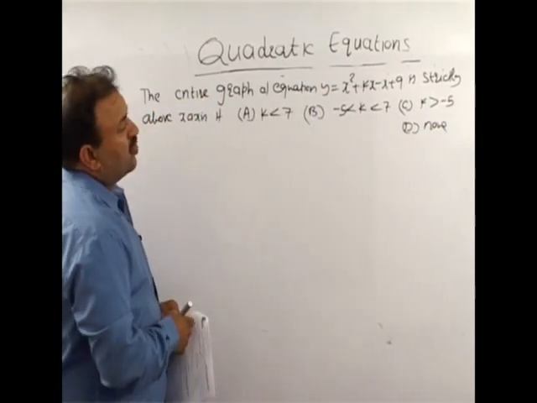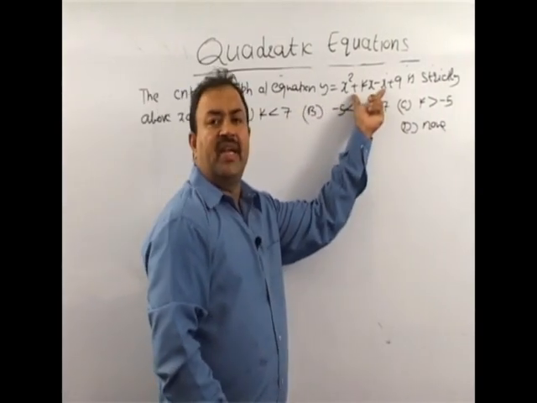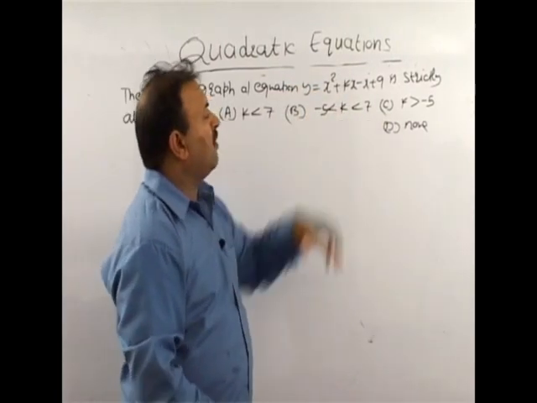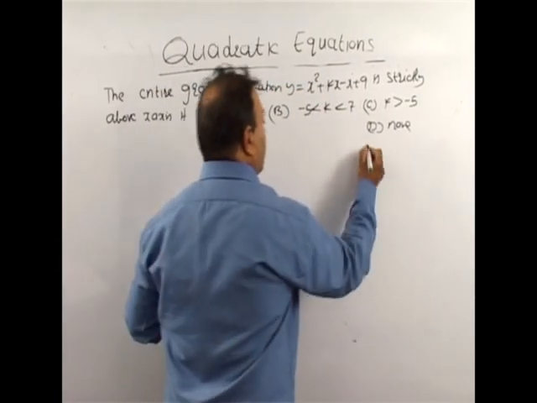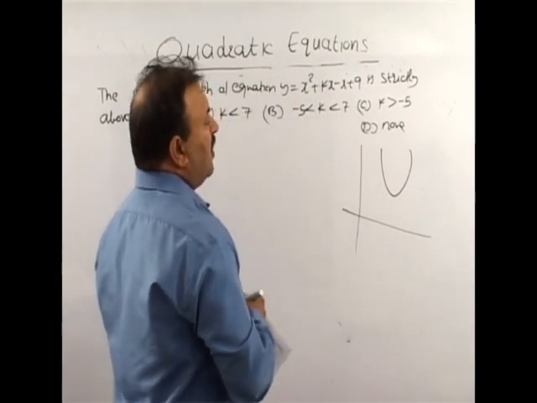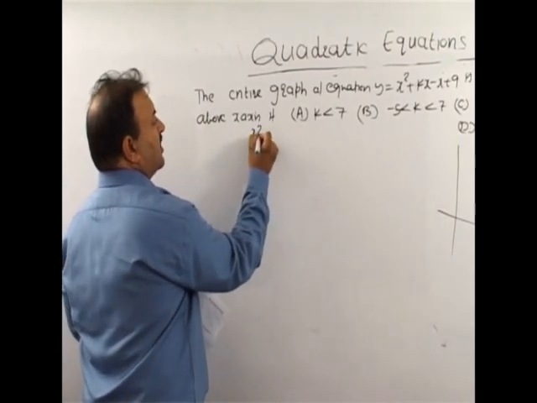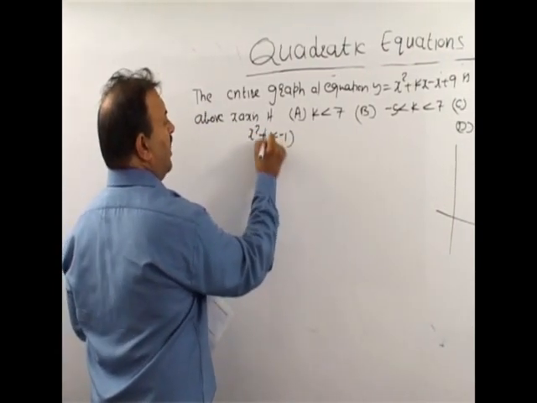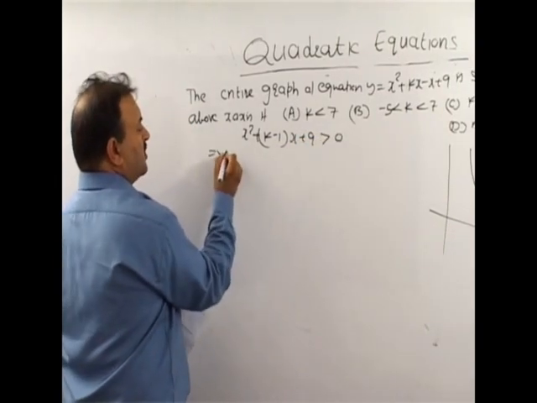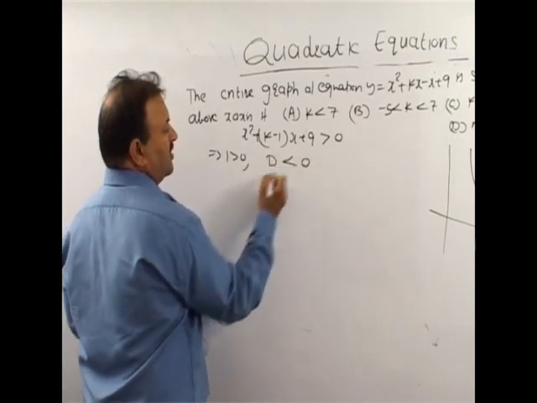Like in the previous question, here we have been given a curve. This is a quadratic function in x, and this graph is strictly above the x-axis. We can say the shape of this graph will be like this. In this case also, if x square plus k minus 1 into x plus 9 is greater than 0, then a will be greater than 0 and the discriminant D will be less than 0.